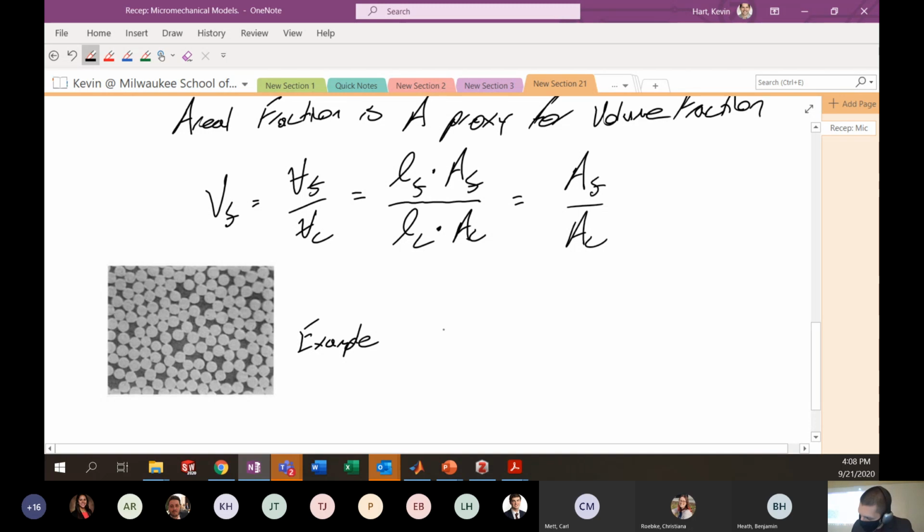So maybe here we could estimate a volume fraction of, I don't know, 65%? Does that seem appropriate? That's 65% full of fibers? I think that might be a good guess. All right.